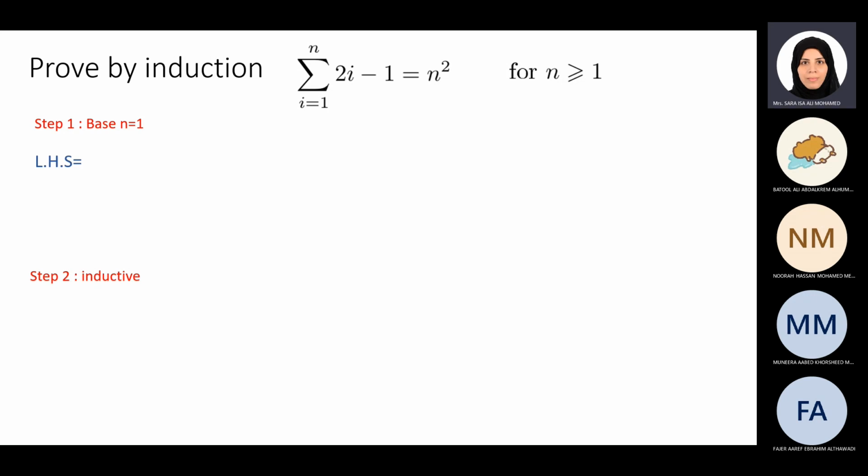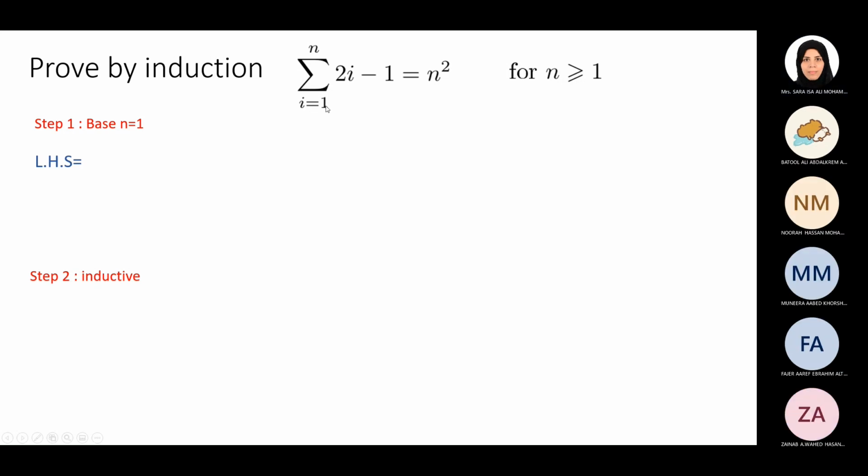What is the left-hand side here? It means this side, the summation from 1 to 1. Why? Because n is equal to 1. So I have to substitute for this from 1 to 1. It doesn't have to be from 1 to 1. For example, if here n is greater than or equal to 3, the base will be when n equal to 3. So I have to find the summation from 1 to 3.